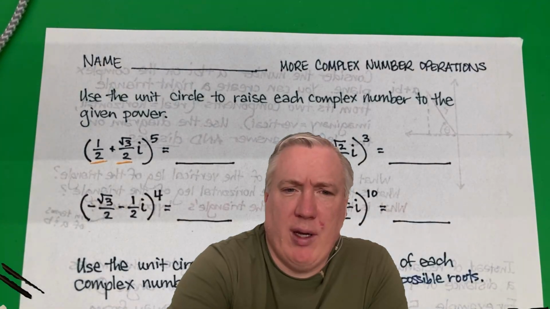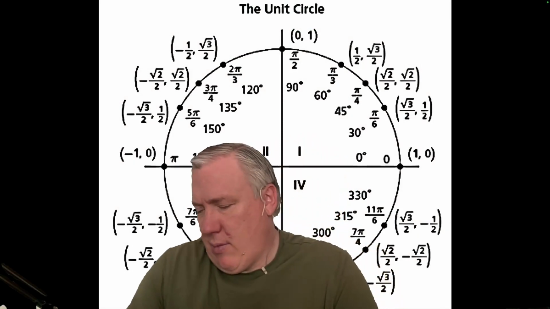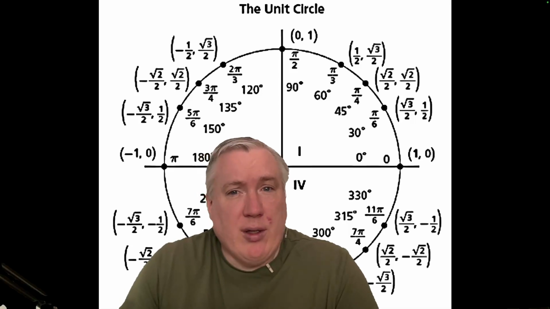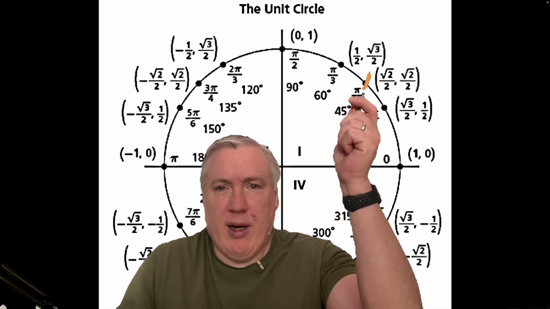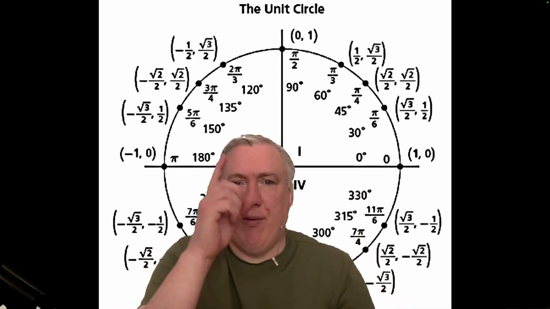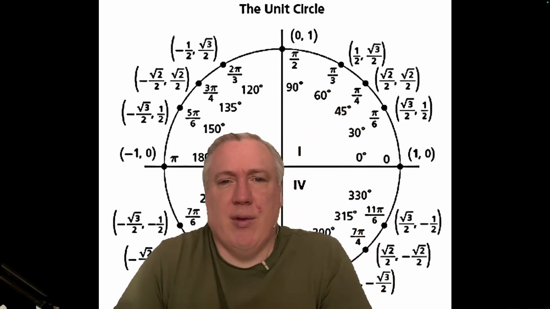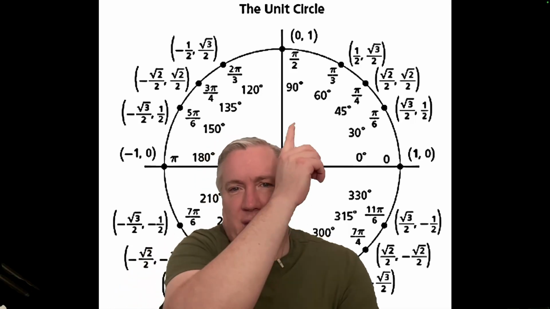And if I go over here to the unit circle, I will see right there 1/2, square root of 3 over 2, meaning it's right 1/2, real number 1/2, imaginary number square root of 3 over 2. And that is at 60 degrees.